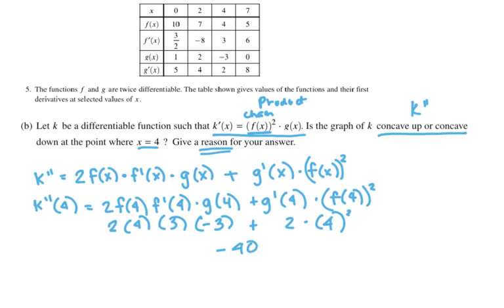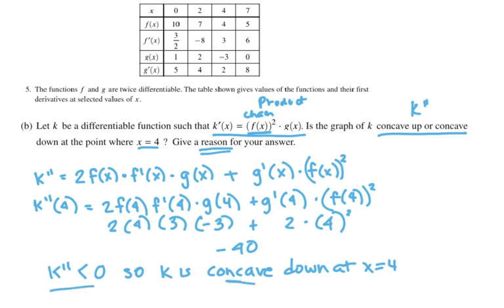Okay, so since that is negative, we're going to answer the question. K double prime is less than 0. So K is concave down at x equals 4. So there's my reason, there's my answer, and there's my derivative. Those are probably the 3 places where you're getting points.